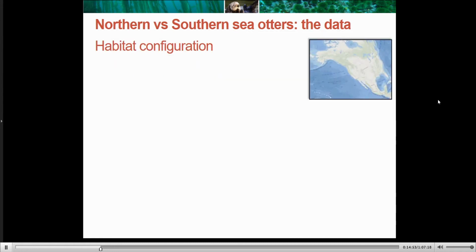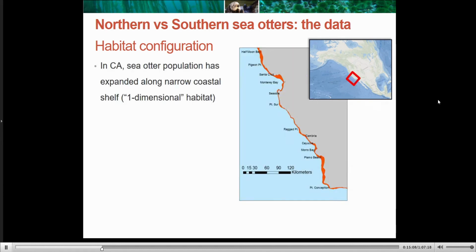So all of these things did not support either differences in fundamental biology of the animals or differences in environmental stressors as being causal for the different patterns of recovery that we'd seen between northern and southern sea otters. There is something that is fundamentally different, though, and that is not the sea otters, but actually the configuration of habitat in California versus northern populations.